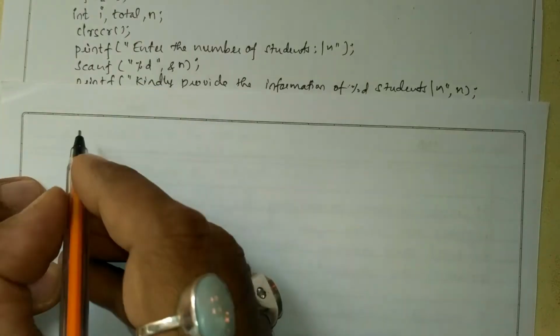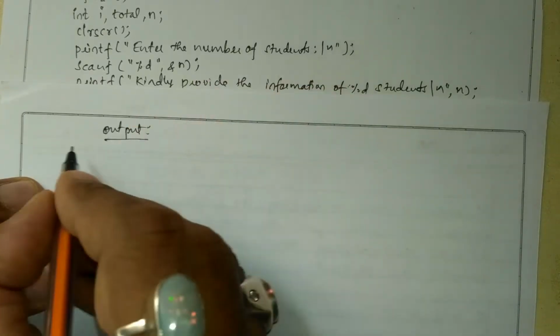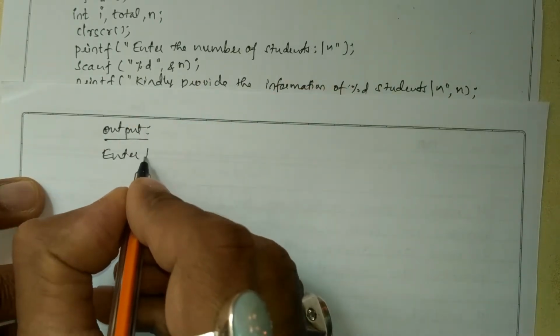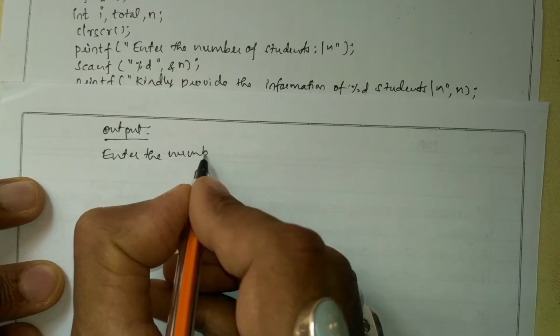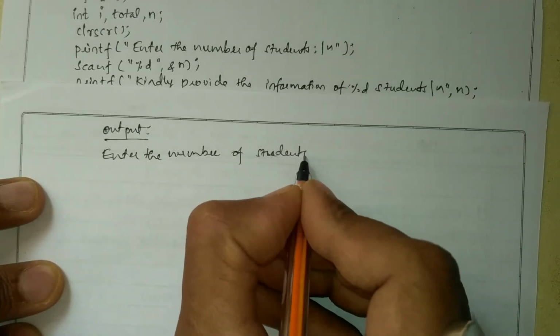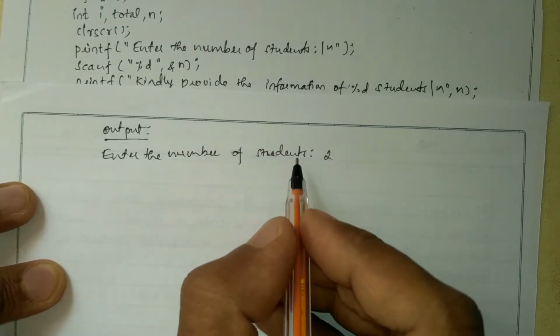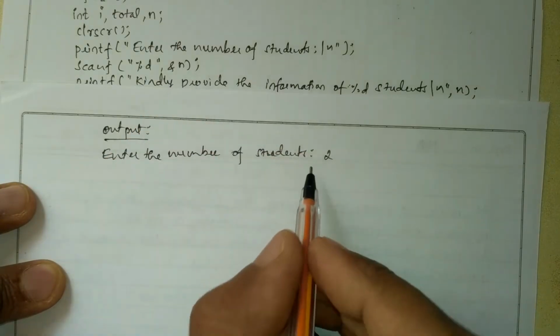It will ask the user to enter the number of students. Here I'm going to write output, enter the number of students. Next, I'm going to enter, for example, 2. I want to insert 2 students' information. So n value is 2.